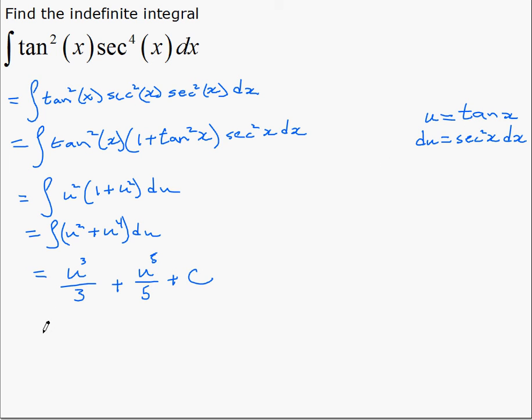Replacing u then gives us tan cubed x over 3 plus tan to the 5th x over 5 plus a constant.